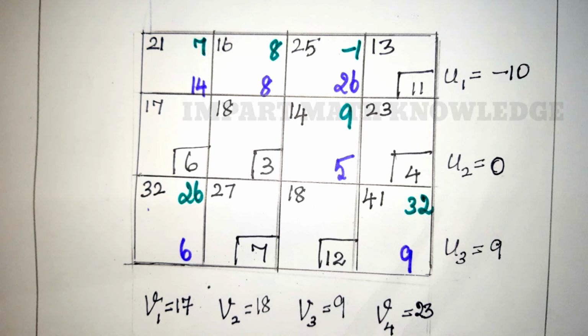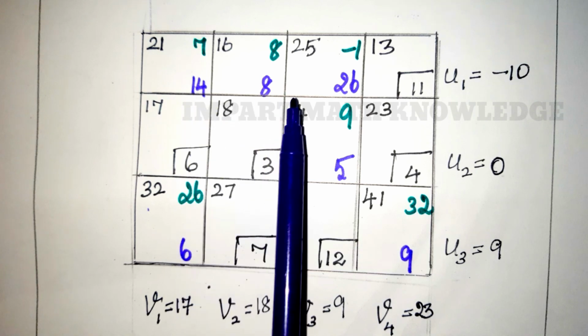Let me repeat. First step, you have to find U and V values using the relation Cij is equal to Ui plus Vj. Second step, you have to find Ui plus Vj for all the unallocated cells and enter it at the upper right corner of each cell. Third step, you have to find Dij for all the unallocated cells and enter it at the lower right of each cell. Now we have to check whether all Dij values are positive or not.